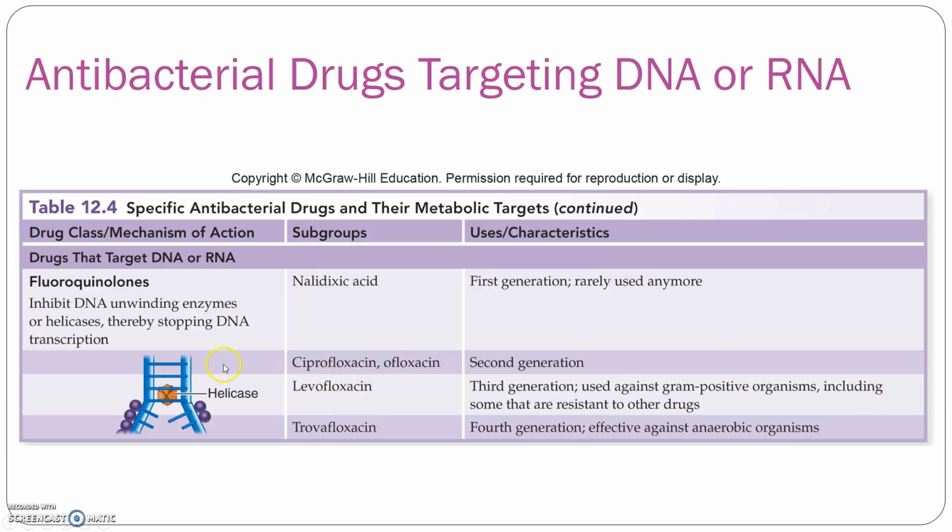The way the fluoroquinolones work is they inhibit the DNA unwinding enzymes and helicases, thereby stopping the DNA transcription that takes place. In regards to these medications, there are first, second, third, and fourth generations. The current fourth generation of drugs, the subgroup would be trovafloxacin, and this one is most effective against anaerobic organisms.